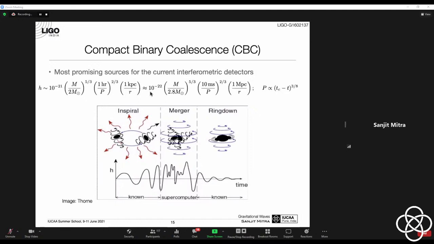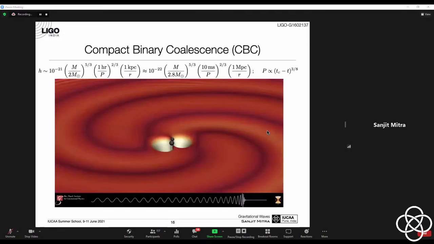amplitudes. A strain amplitude of 10 to the minus 22 means that if you have a detector of length L, it has to be multiplied by this number. So even if it is kilometers, this number will come to like 10 to the minus 18 meters, which is smaller than the size of a proton. But we will come to that later on, how exactly they are detected and so on.